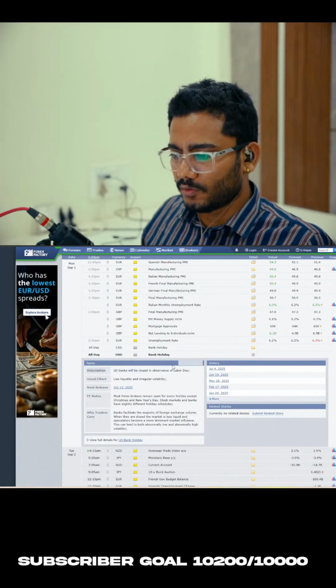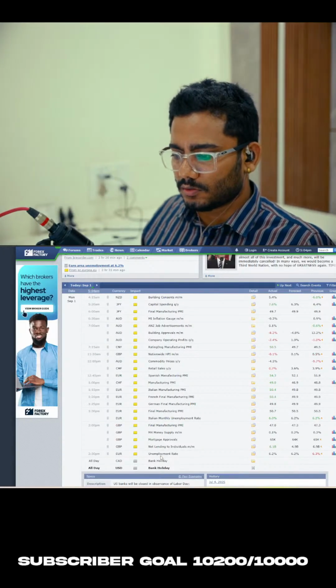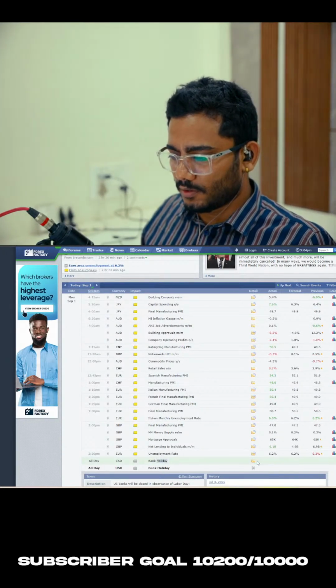Bank holiday. US banks will be closed in observance of Labor Day. Low liquidity, irregular volatility. Same, Canadian bank holiday.